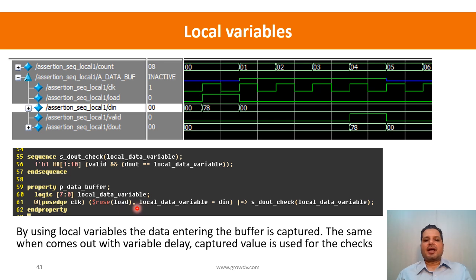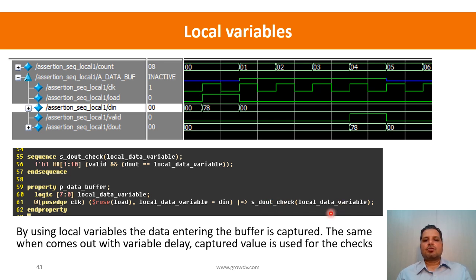And at this point, as we had seen that local variables are initialized with the comma separated list, so I am putting this parenthesis and then putting a comma and then saying local data variable value is equal to din, and this din is the value that it has sampled from the preponed region when the antecedent is met. And then I am using a non-overlapping implication operator, and I am saying that at that point it has to check whether this sequence holds.